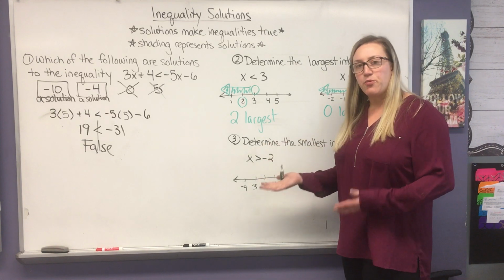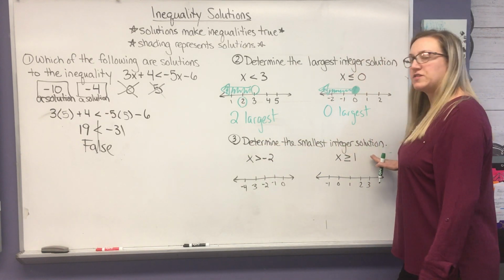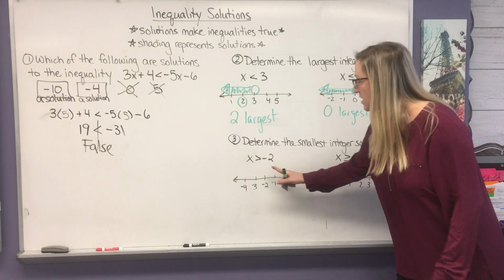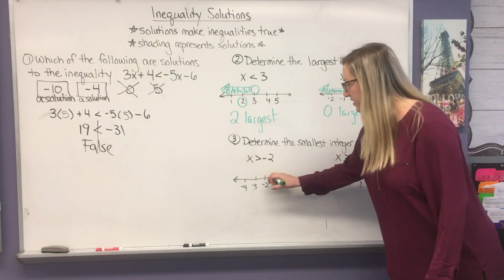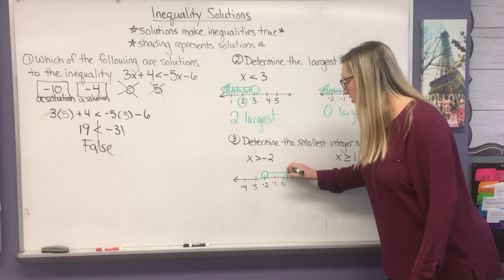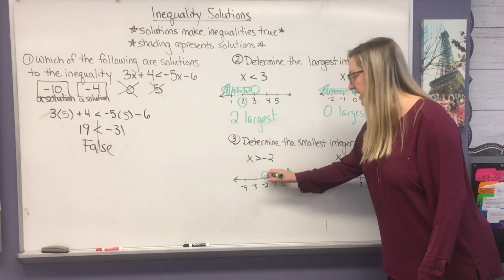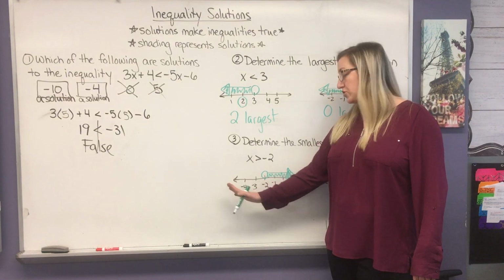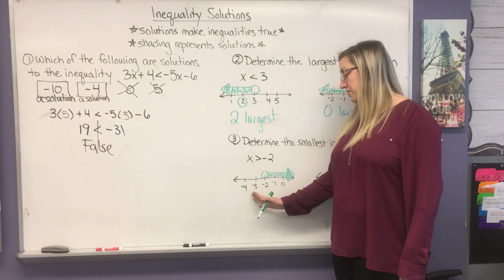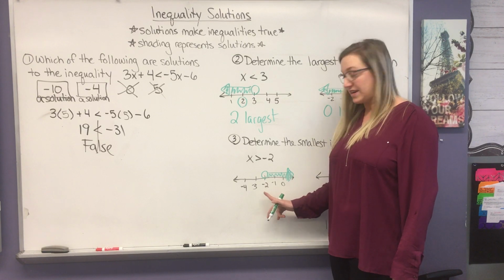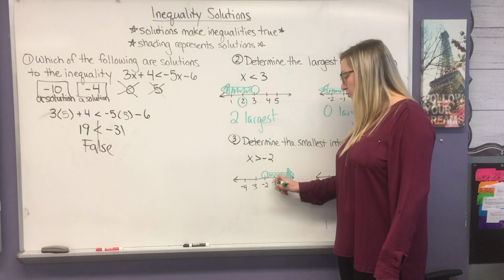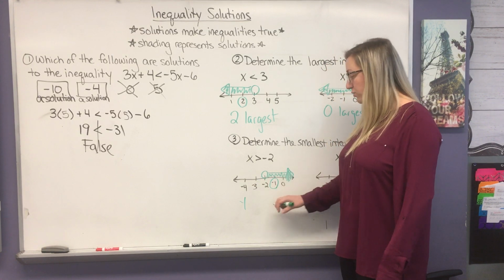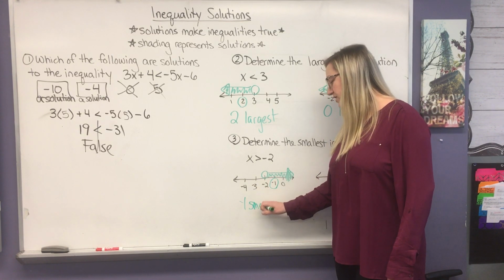You use the same process to determine the smallest integer, but you start from the left because that's where all of your smaller numbers are. I'm going to graph x > -2 with an open circle on -2 and shade to the right. Now I check from the left side. -5 is not a solution, neither is -4 or -3. Neither is -2 because -2 is not shaded. -1 is the first integer from the left that is shaded, which represents my smallest integer solution.